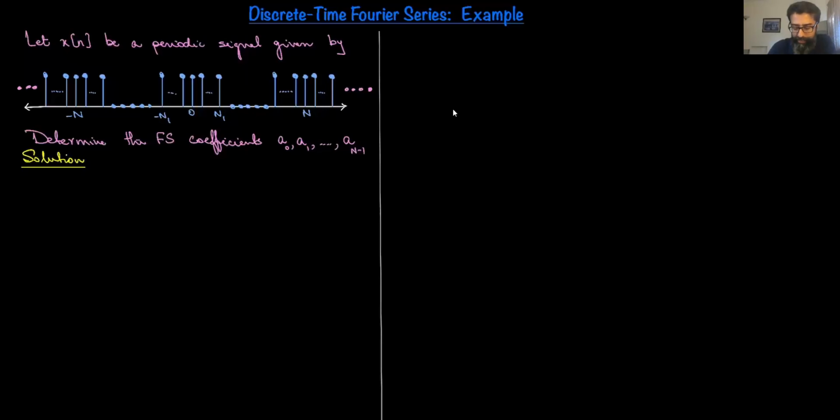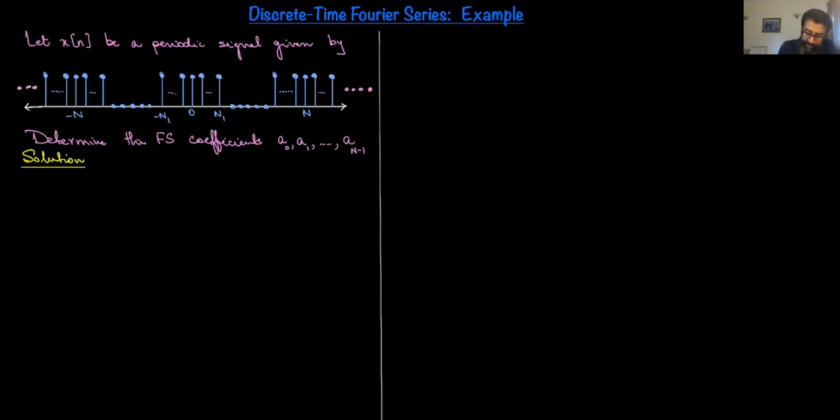So let's now try to do a more sophisticated example of determining the Fourier series coefficients. In particular, for this example, we're required to find the Fourier series coefficients of the square wave. This is a discrete time square wave, which has a period of capital N. So unlike the previous example that we saw, we will not be able to use Euler's identity here. We'd have to resort to determining the Fourier series coefficients by using the analysis equation.